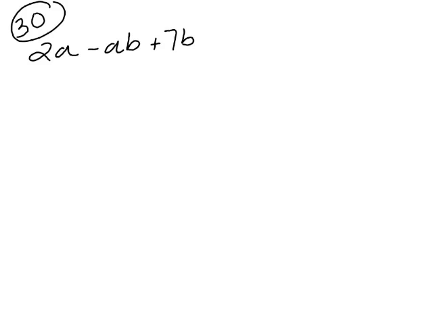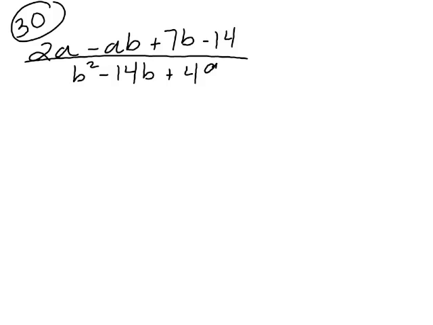28. Let's do 30. Two a minus ab plus 7b minus 14. So we're getting a little more complicated here. Over b squared minus 14b plus 49. So there's our first fraction.